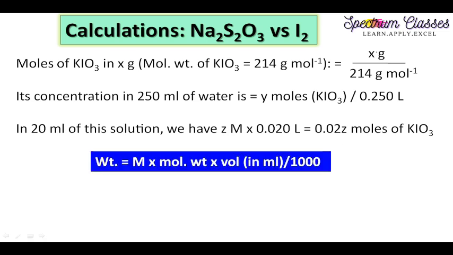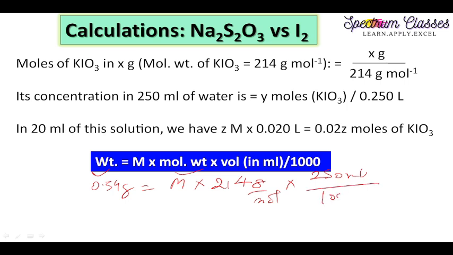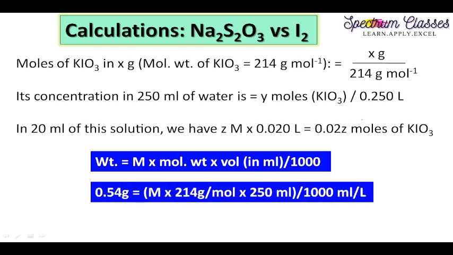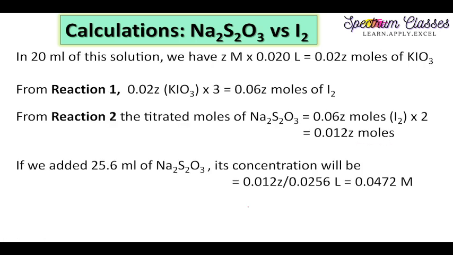So you can do this alternative method. Weight, say 0.54 grams. You want to calculate the molarity. Molecular weight is 214 grams per mole and your volume is 250 ml, and 250 ml divided by 1000 ml per liter, so it will convert it into liters. Fine. So here you can see you will get the same value as you did in this part. So this is the same answer you will get.